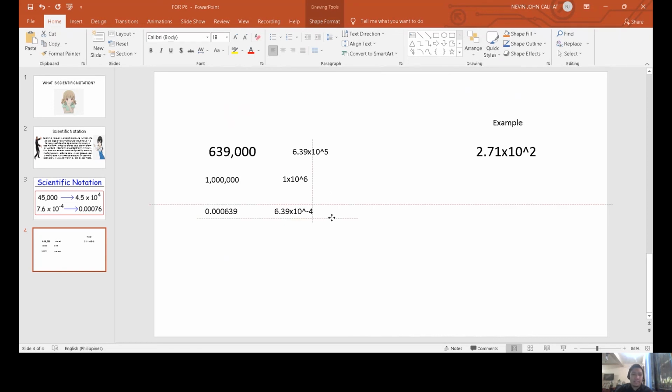And that's basically it. This is how you do scientific notation. It's very easy to understand.